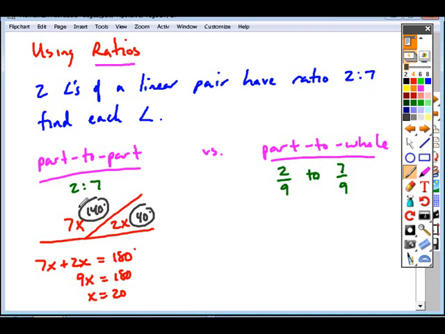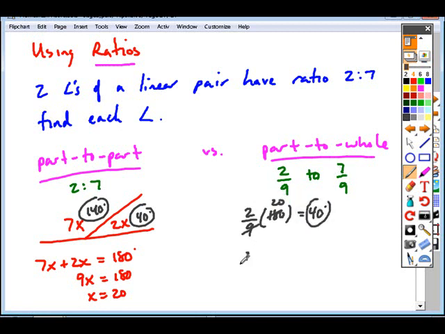If you can convert from part to part into part to whole, what you can do is you can say, well, the smaller angle is 2/9 of the whole. Well, it's a linear pair, so what is the whole? The whole is going to be 180. So 9 goes into 180, 20. 20 times 2 equals 40.